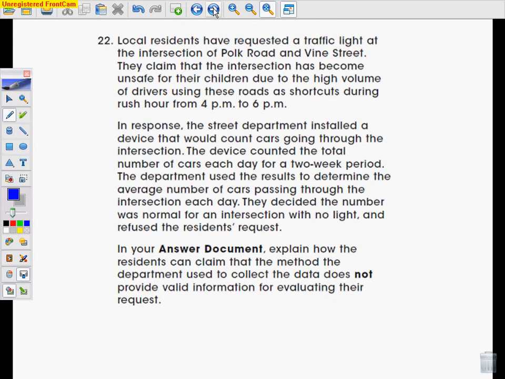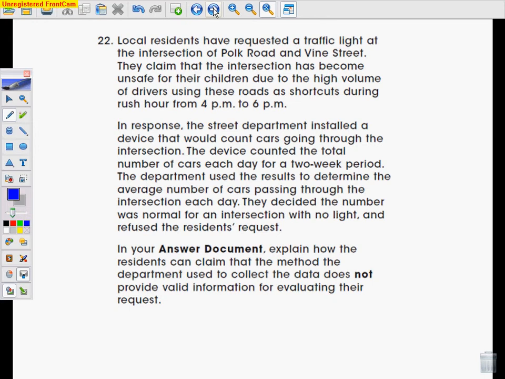In your answer document, explain how the residents can claim that the method the department used to collect the data does not provide valid information for evaluating their request. Okay, so here, in a problem like this, number one, I would read the problem twice. Just make sure that you understand everything that the problem is stating and everything that the problem is asking.